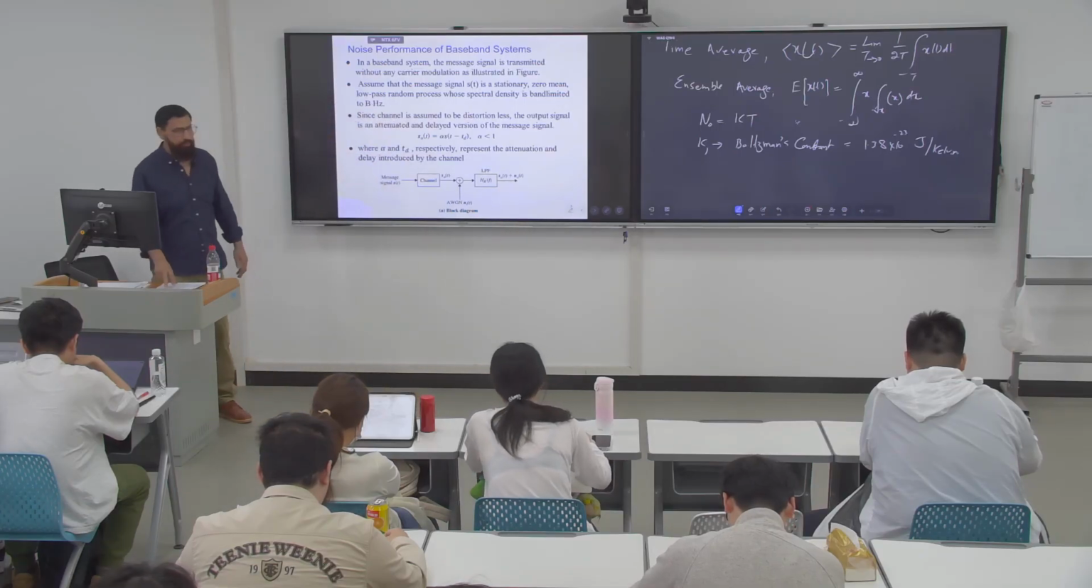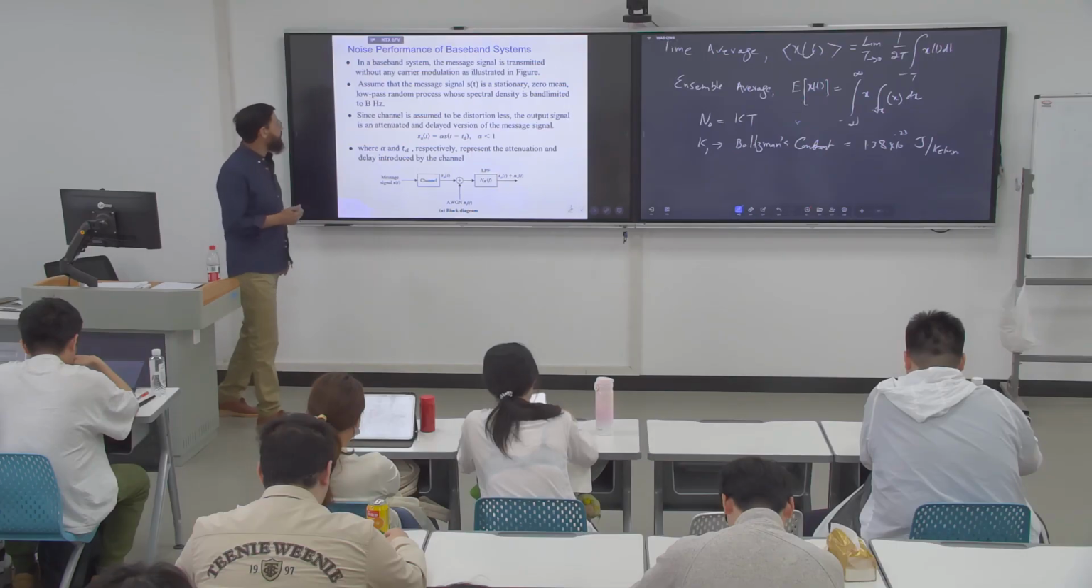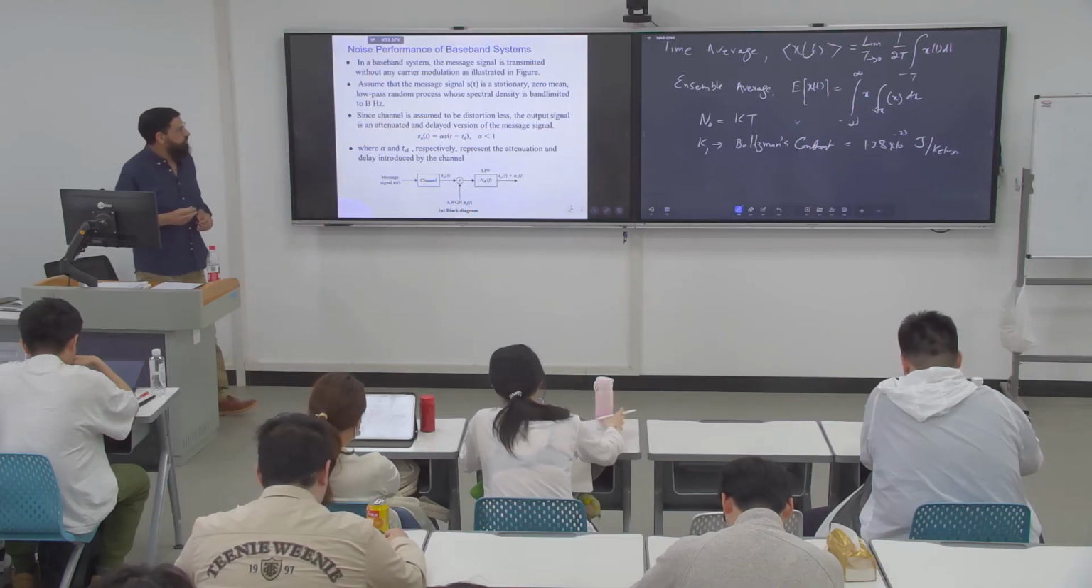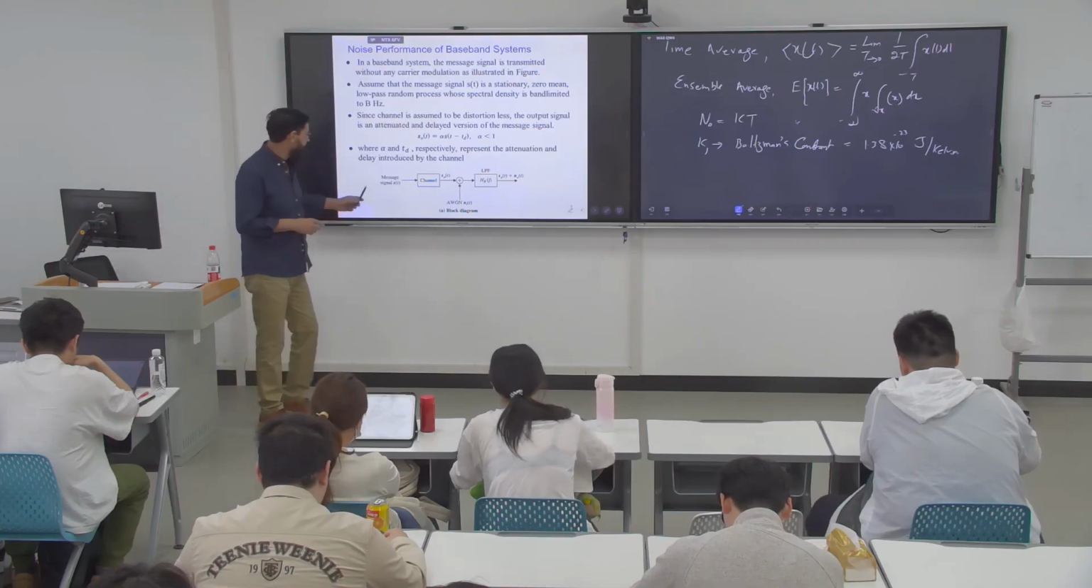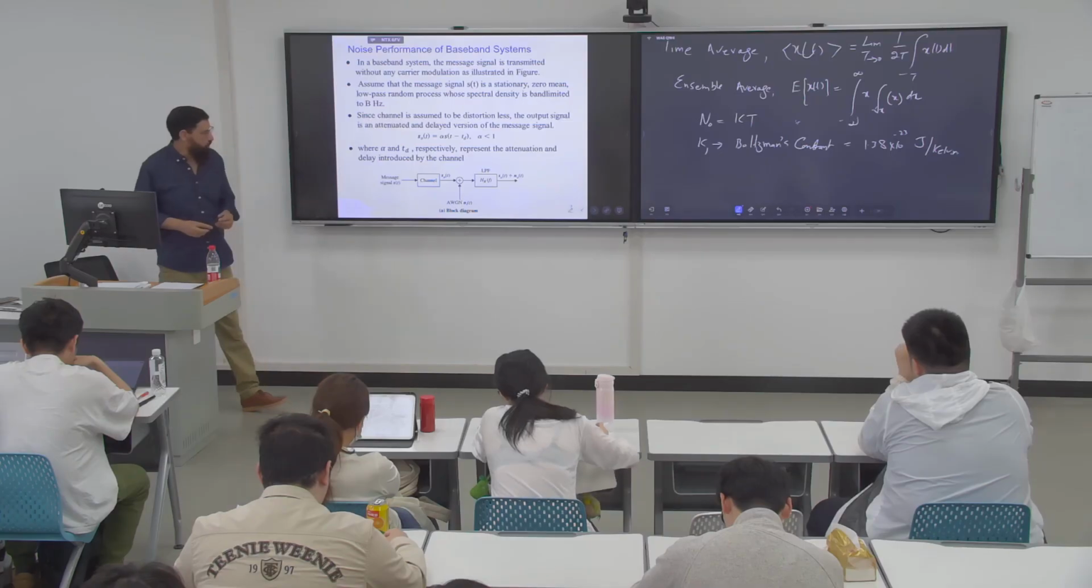Now the noise performance of the baseband signal. In a baseband signal, the message signal is transmitted without any carrier modulation, as shown in the figure. So here is our message signal. We are passing it through the channel. The channel will add some noise.